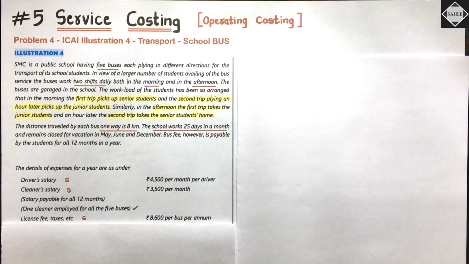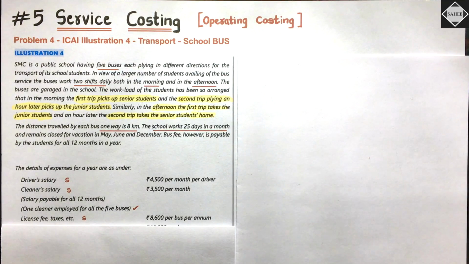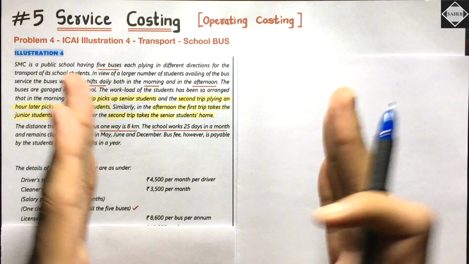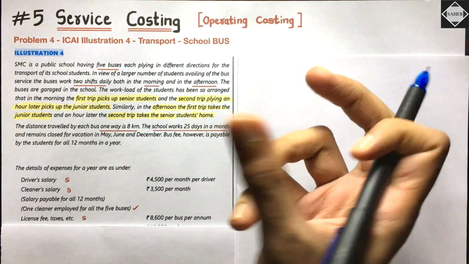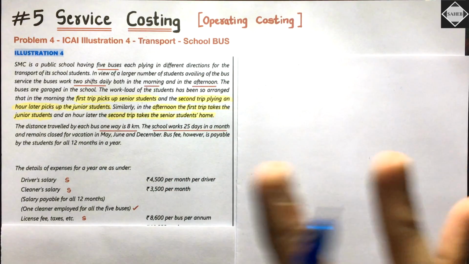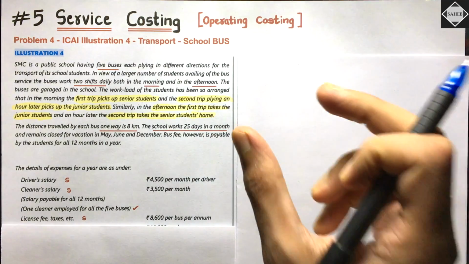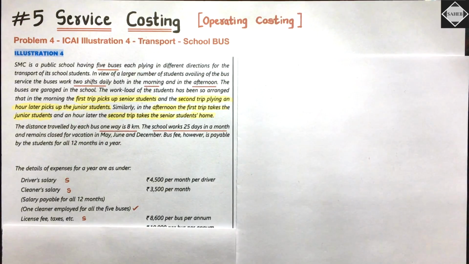Is it clear? Okay. Then see license fee, taxes, standing charge. You all know 8,600 per bus per annum. Now one important thing I will tell you. What do we do in service costing questions? We prepare operating cost sheet, statement of cost. So when we prepare that, do we prepare it on monthly basis or annual basis? Yes, in school bus questions, always remember you have to prepare it per annum basis only, per year basis only. So directly you will copy paste this 8,600 per bus per annum they have said.